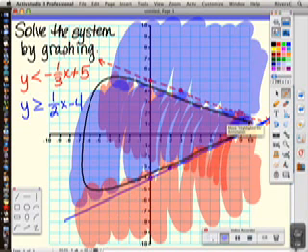That represents your solution. That is showing you all the possible points that, if we took the ordered pairs from any of this space in the middle and plugged it into either one of these inequalities, it would make true statements. So that's our goal today: we're trying to find where the shading is overlapping. That's going to give us our solution.